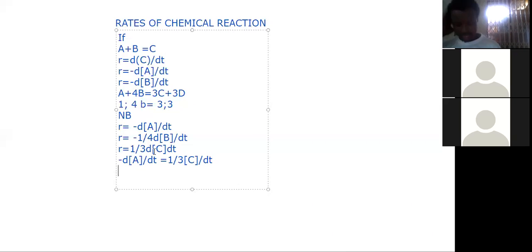So then we can say that the rate of disappearance of A is 1/3 the rate of formation of C. So the rate of disappearance of this is equivalent to 1/3 the formation of C. Basically, that's what it means. And the sign only shows that one has gained and one has lost. So the gain will definitely be positive. The loss will be negative.